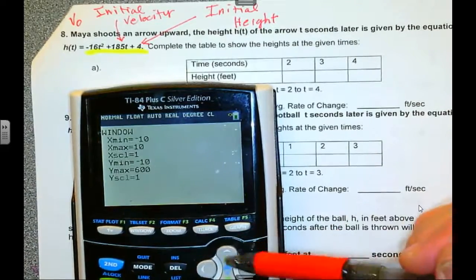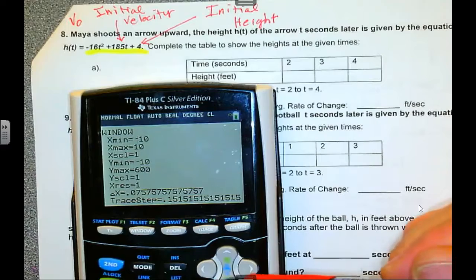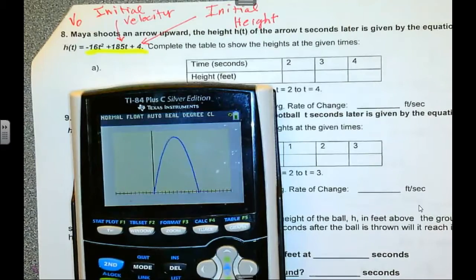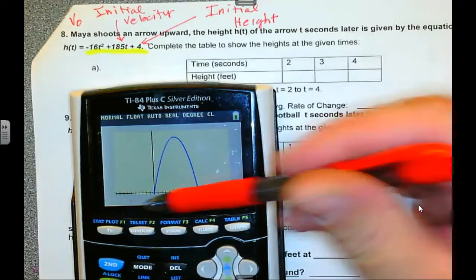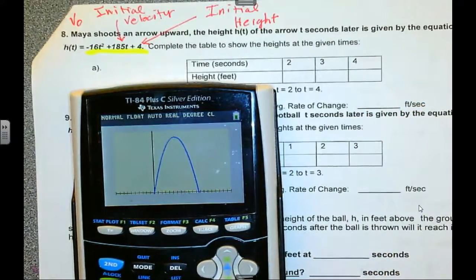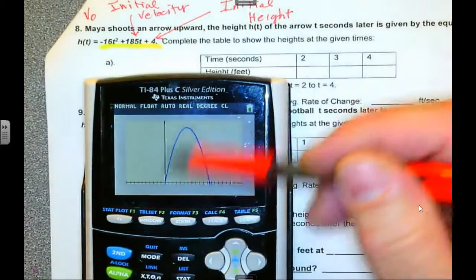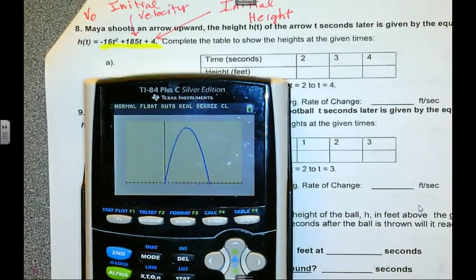So I'm going to go to my window, and for my x max, I'm going to put 20, and I should capture my parabola. I went to my x max and put it to 20. Now, again, you don't need it for this problem, but there are other problems where you're going to have to get this in your window. Okay? And that's how you do it. Does that make sense? Change your y max and your x max to get that into your window.